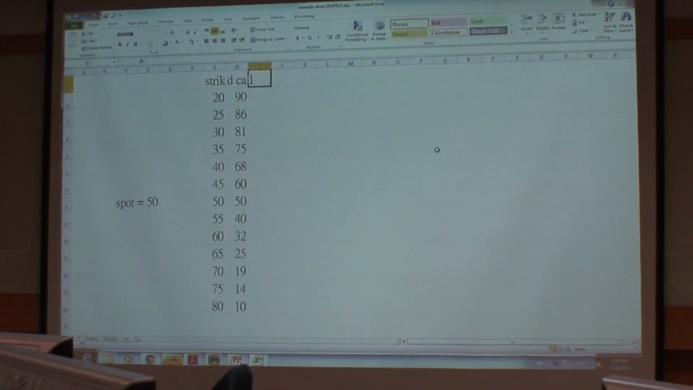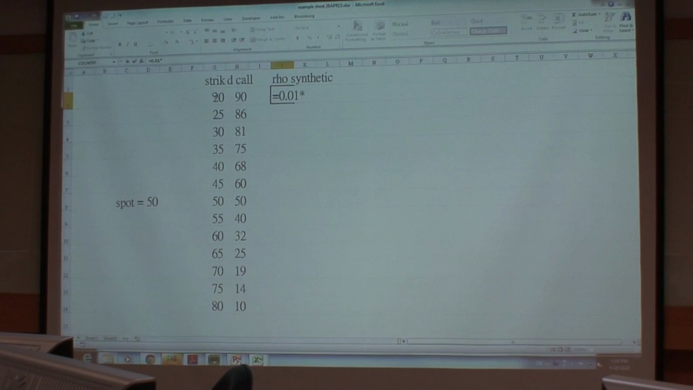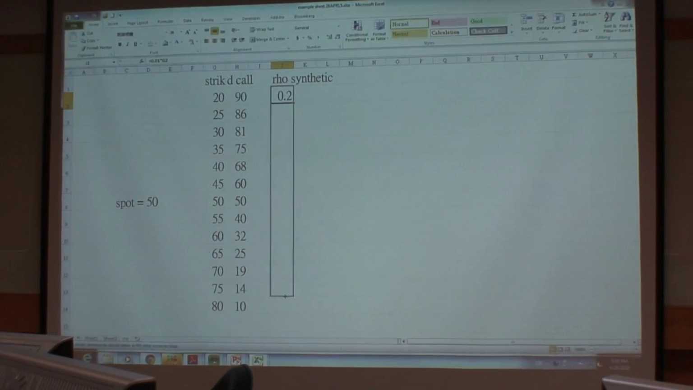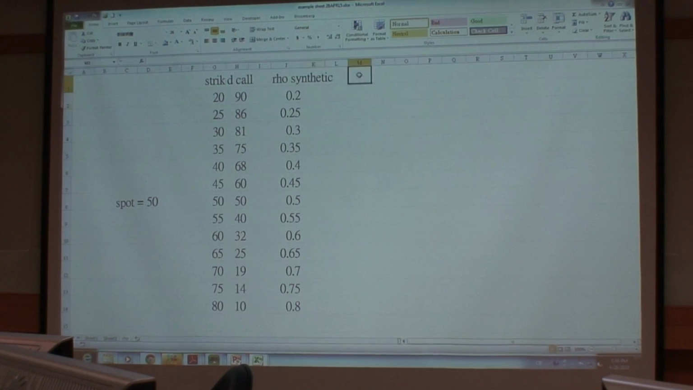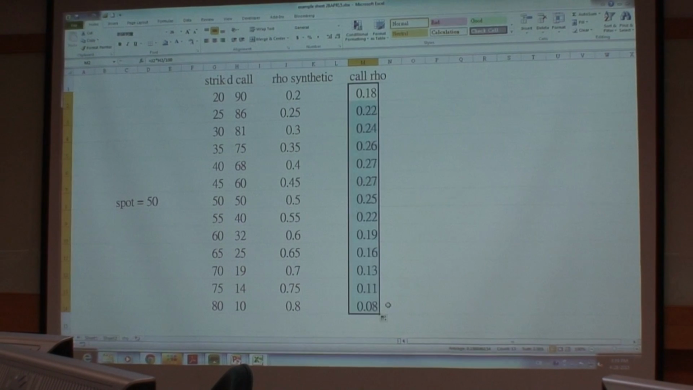So if I know the delta of the call, I also know what is the row in the synthetic. Because the row in the synthetic, if it lasts 1 year, is just 1% times the strike. So here I can calculate, for all these different strikes, what's the row. So then I can also calculate what will be the call row. Well, that is the row in the synthetic multiplied by how much does the call get of that. So here you see delta 90, so 90% goes to the call, 20 cents row, 18 cents goes to the call.